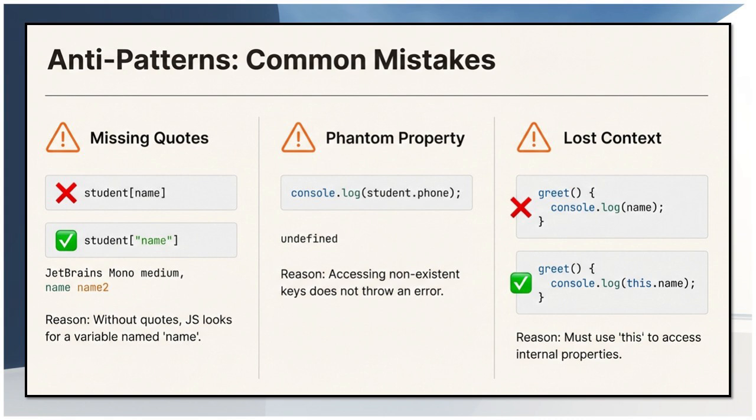And this last one is a big one. Inside an object's method, if you want to access another property on that same object, you absolutely must use the this keyword. If you forget it, like on the left, JavaScript won't look inside the object for name, it'll look for some global variable named name, which is not what you want.